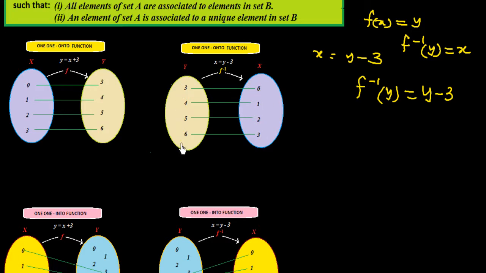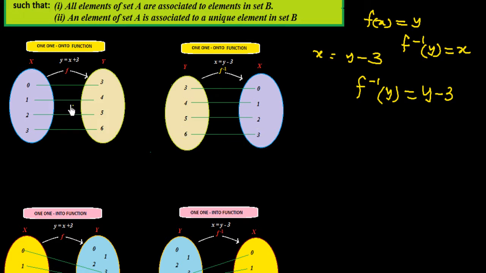There is no free element in Y here. An element of set A is associated to a unique element in set B. So here you see all the elements of set Y are associated with unique elements in X. Here you see 3 with 0, 4 with 1, 5 with 2 and 6 with 3.